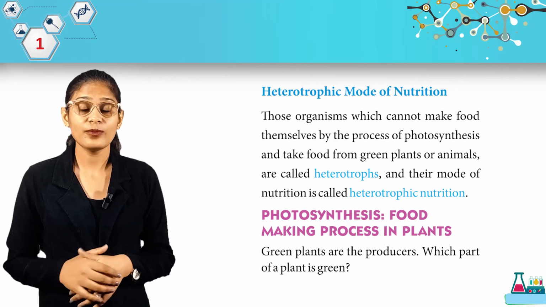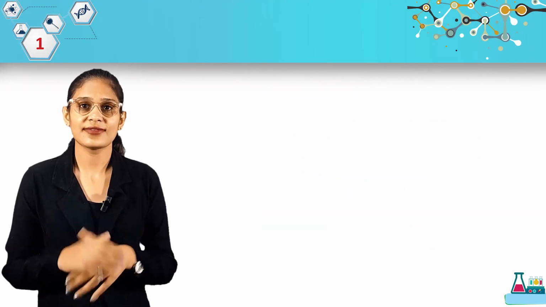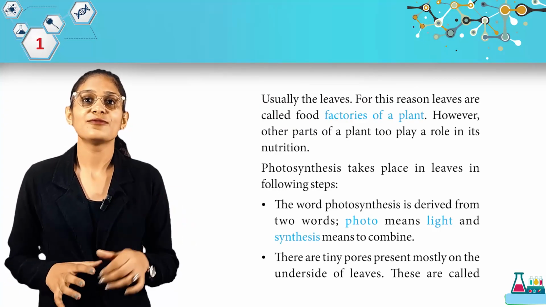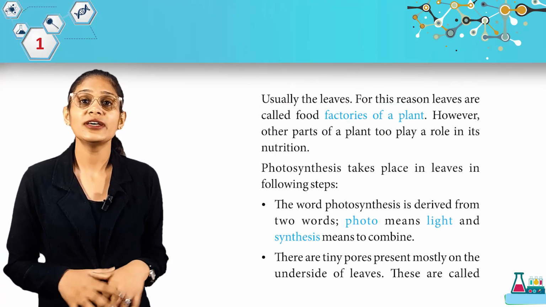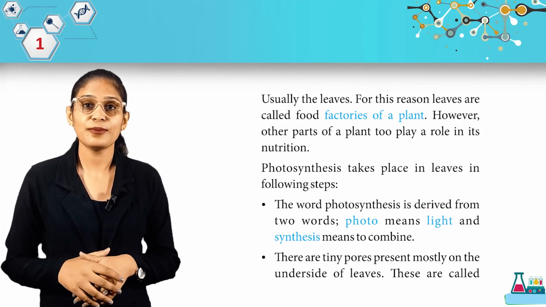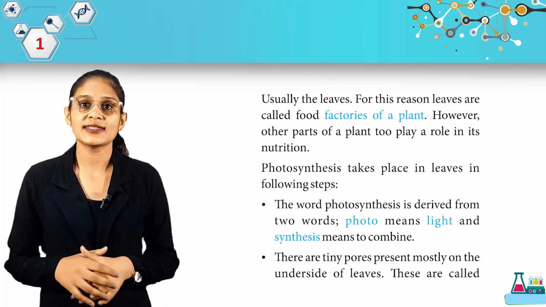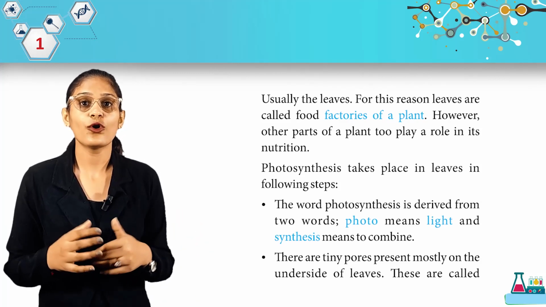Which part of a green plant is green? So tell me which part? It's leaves. Usually the leaves. For this reason, leaves are called food factories of a plant. However, other parts of a plant too play a role in its nutrition. Photosynthesis takes place in leaves in following steps.